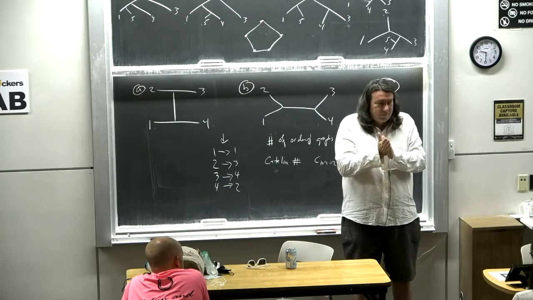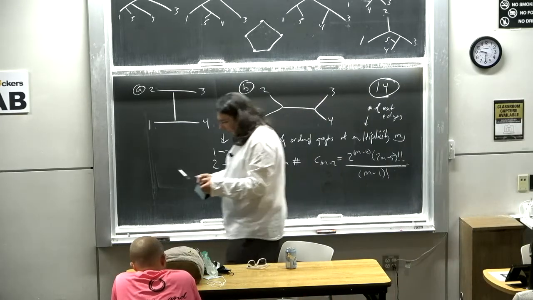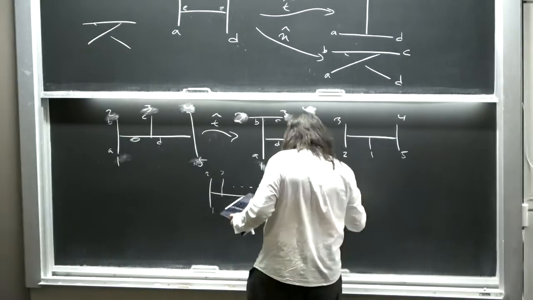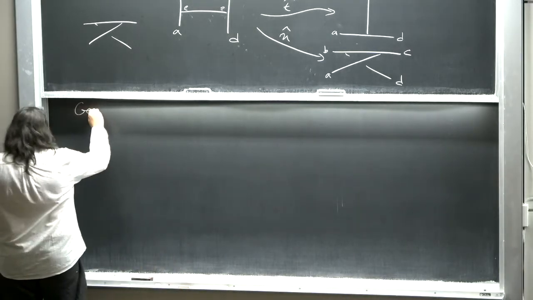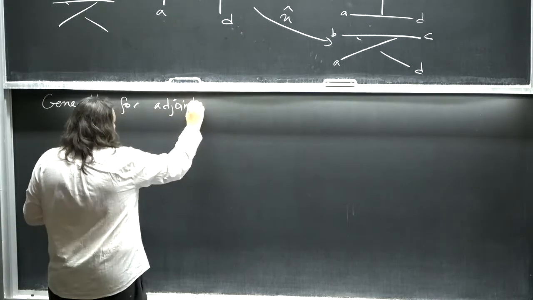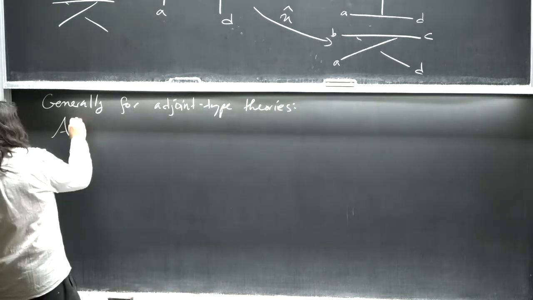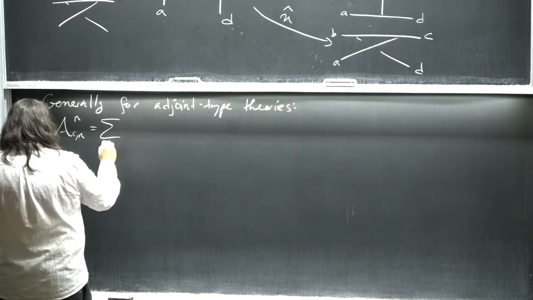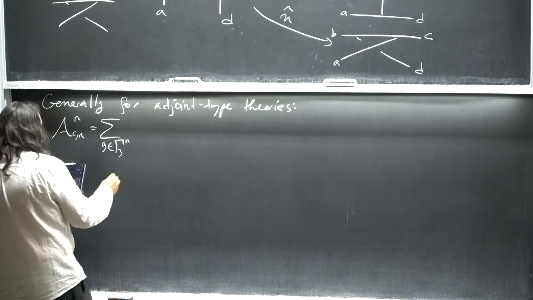Okay, I'm going to talk about double copy now. All right, generally, for adjoint type theories, I'm going to sum over all the cubic graphs. So this is the full (2n minus 5) double factorial.